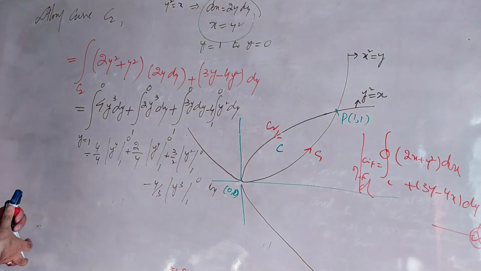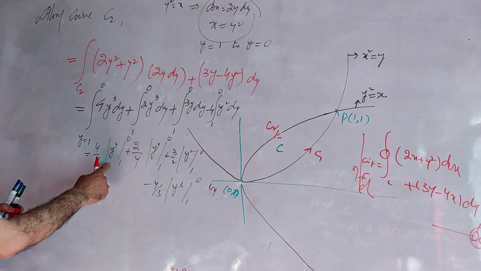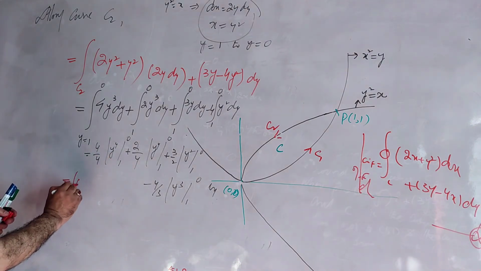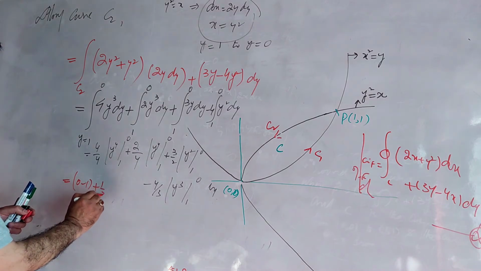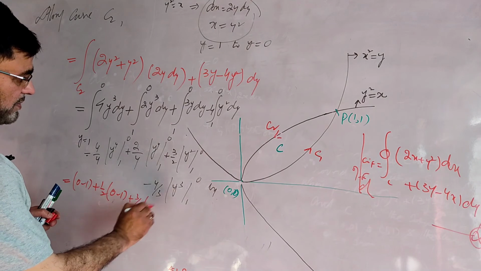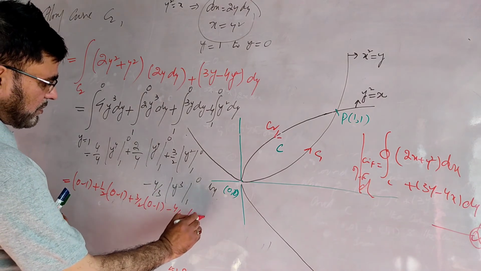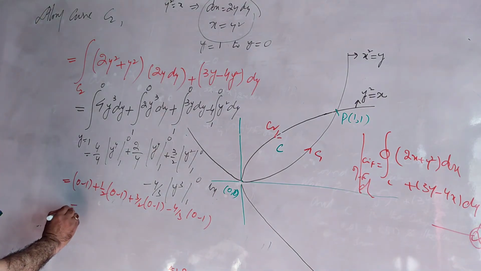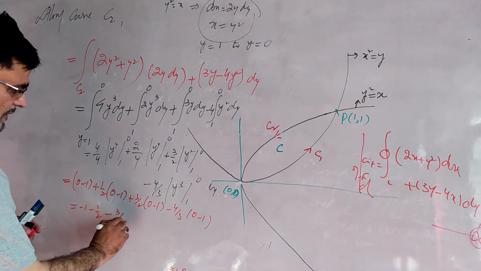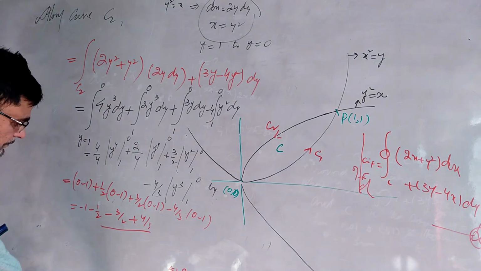Let me see what it is. When I give the upper limit, it is 0 minus 1. This will be 0 minus 1 plus 1 by 2. This is also 0 minus 1, this is plus 3 by 2, this is also 0 minus 1, this is minus 4 by 3, this is also 0 minus 1. And what is this now? It is minus 1 by 2, this is minus 3 by 2, it is plus 4 by 3. Okay.